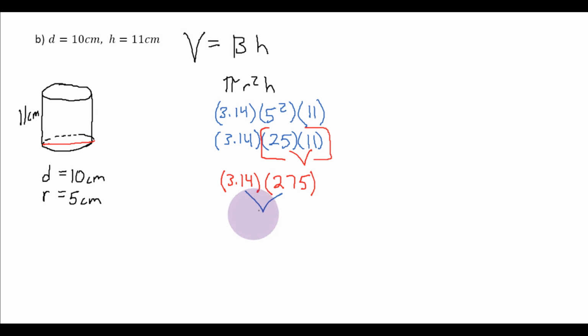So when we do that, we get 863.5. So the volume is equal to 863.5 centimeters cubed. So I'm going to write that here, centimeters cubed. And we can box our information. Cool stuff, guys.